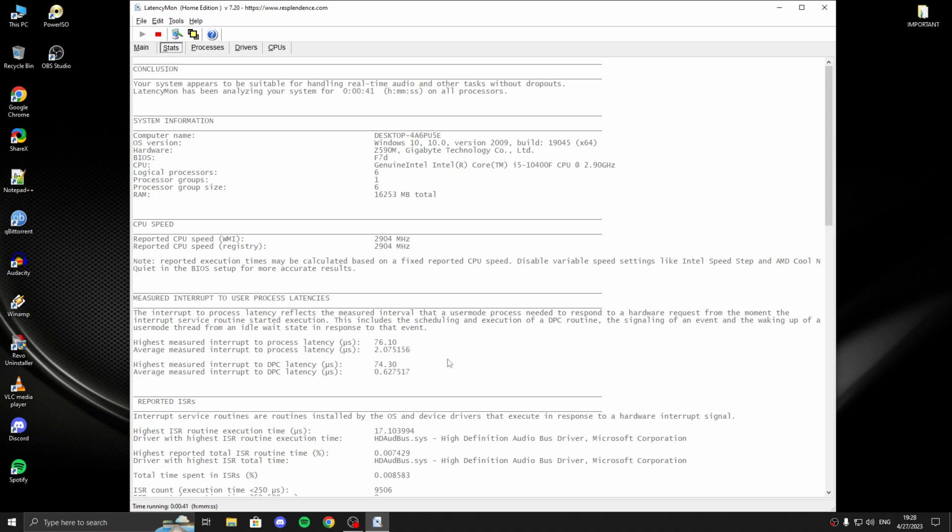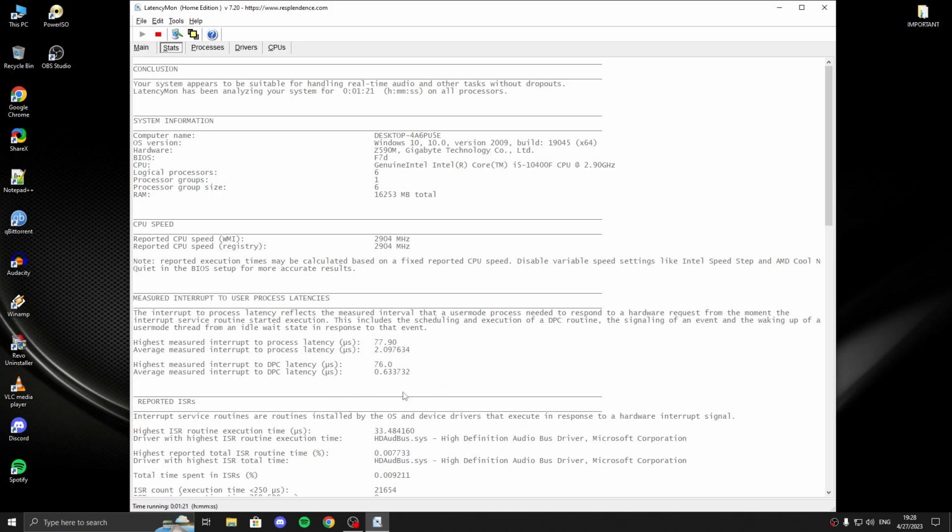If I compare it with the results from when I had optimized my computer, the first huge difference is the average measured interrupt to process latency. When I had optimized my computer, the number was 1.6. Now the number is higher, it's 2, so it's not so good. In the average measured interrupt to DPC latency, if I remember well, it was 0.4.